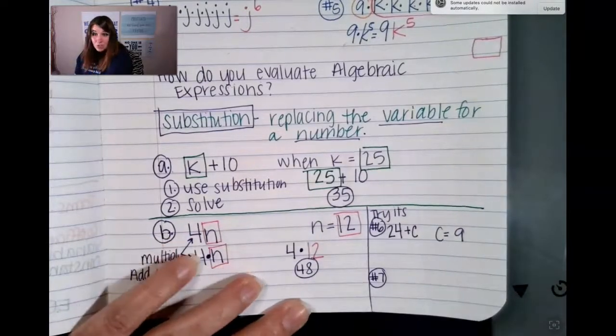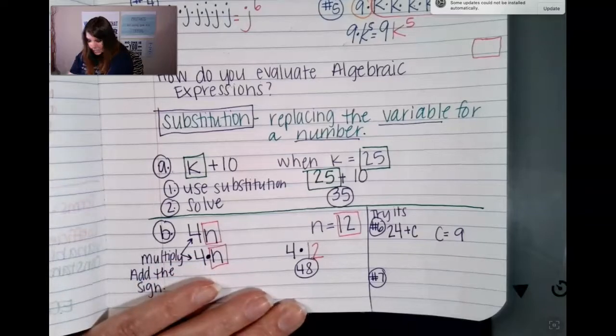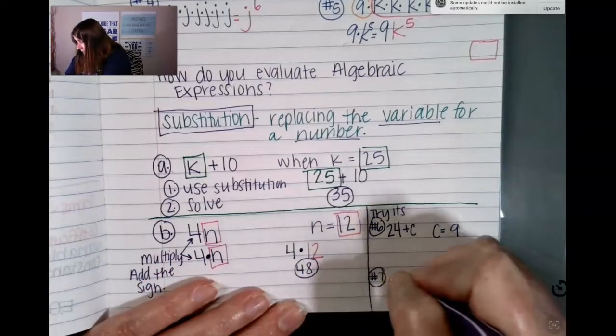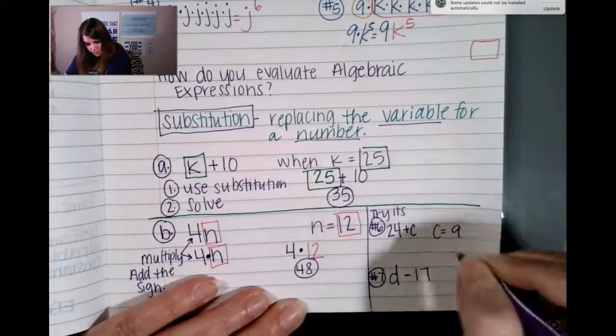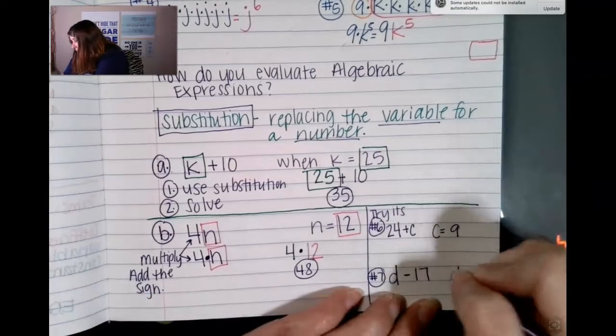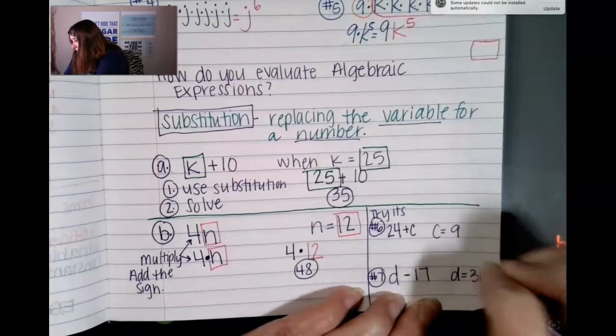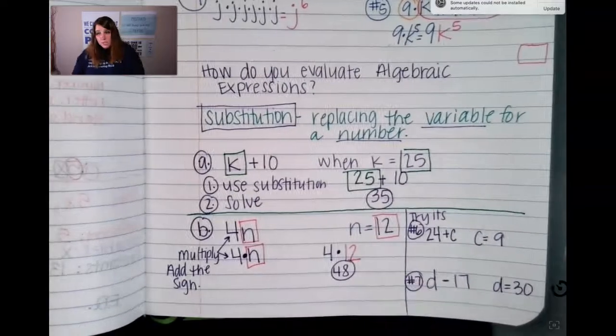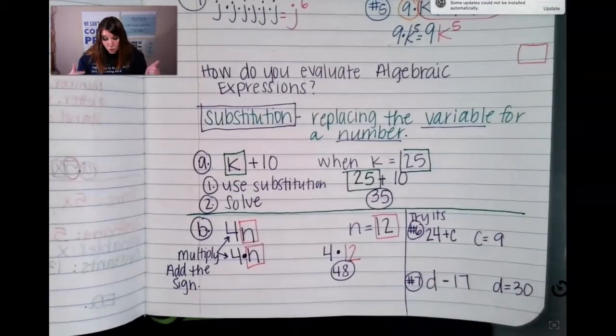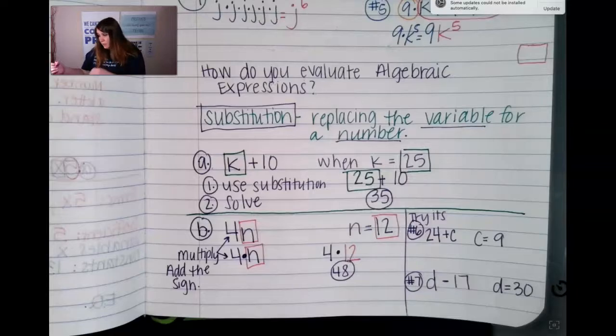I'm going to get squishy here, guys. Sorry. It says D minus 17 when D equals 30. Okay, go ahead and solve both of those. Hit pause so that you don't hear my voice. I'm going to go ahead and solve these without you, and then I want you to come back when you're done. Hit play.